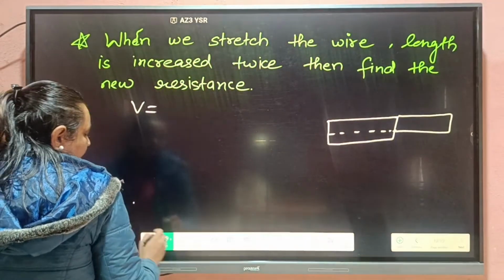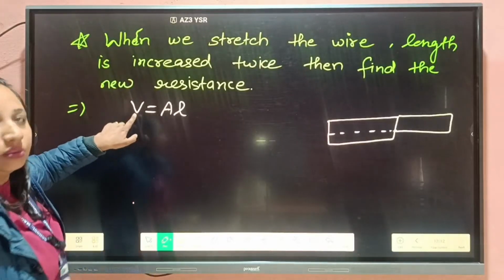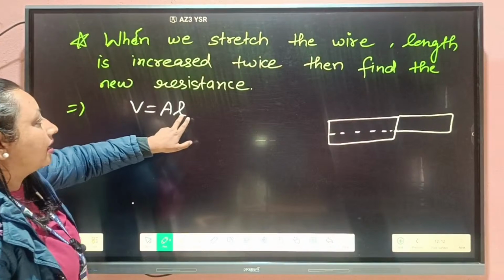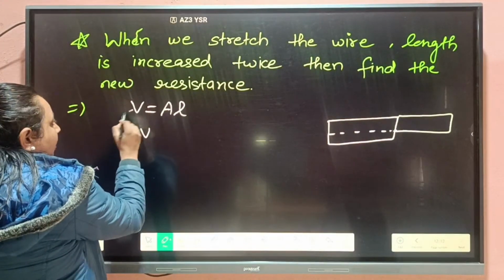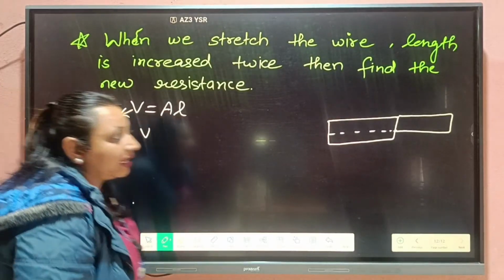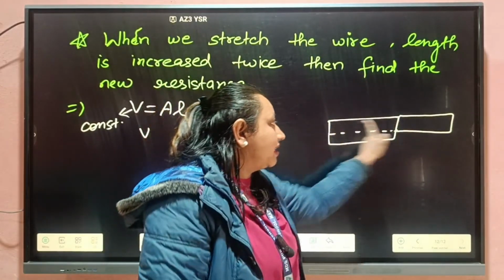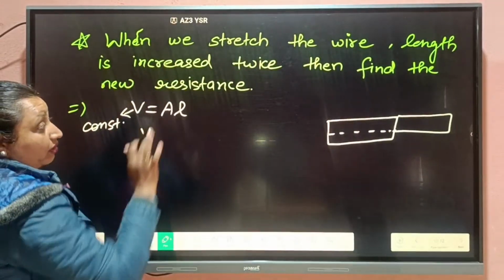वॉल्यूम इज रिमेन्स कांस्टेंट. व्हाट इज वॉल्यूम? इट्स A L. वॉल्यूम में क्या होता है? एरिया और लेंथ. सो A L, वॉल्यूम तो कांस्टेंट रहेगी, आपने कुछ अनदर ऐड नहीं किया कोई मटेरियल, सिर्फ आपने स्ट्रेच किया, तो स्ट्रेच करने की वजह से लेंथ इंक्रीज होगी तो एरिया रिड्यूसेस बाय द सेम फैक्टर जितने से आप लेंथ को इंक्रीज कर रहे हो.